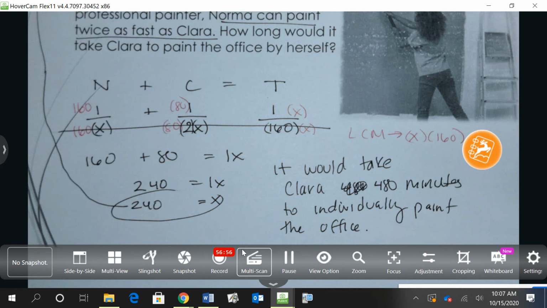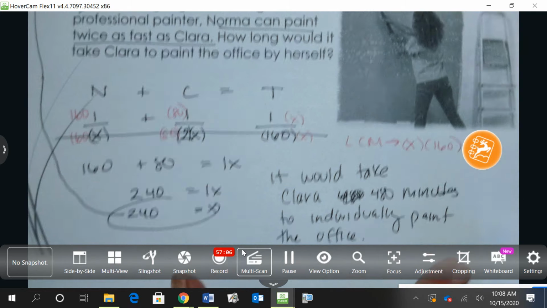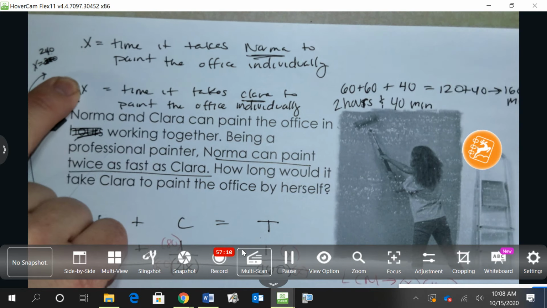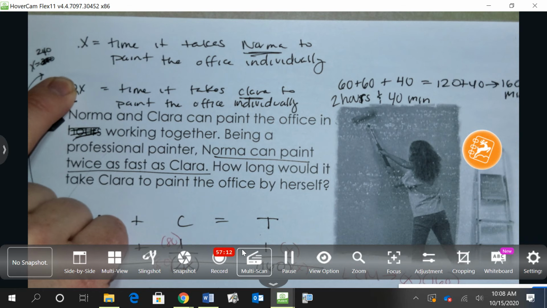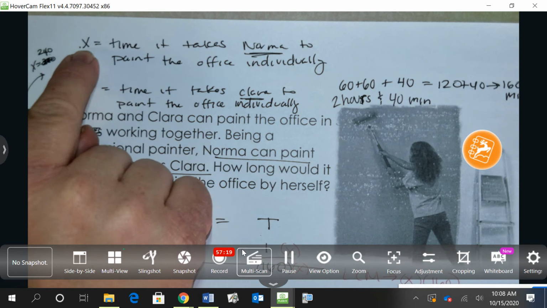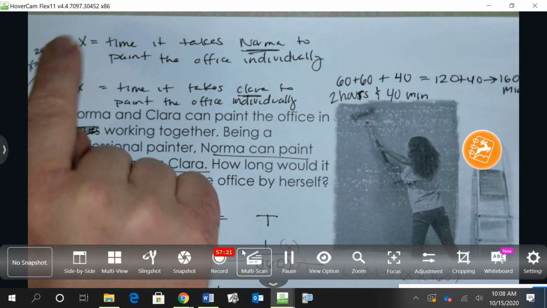I'm going to stop you for the sake of time. There are the subjects of Norma, Clara, and doing stuff together. We know Norma is a professional painter and she can paint twice as fast as Clara. First I started off with X representing the time it takes Norma and the time it takes Clara to individually paint the office. And then I went back and read Norma is twice as fast. So whatever Norma is, it takes twice as long for Clara.